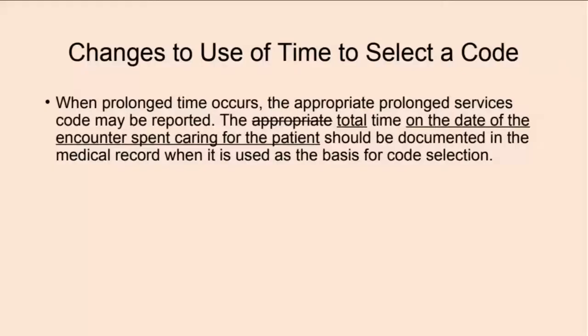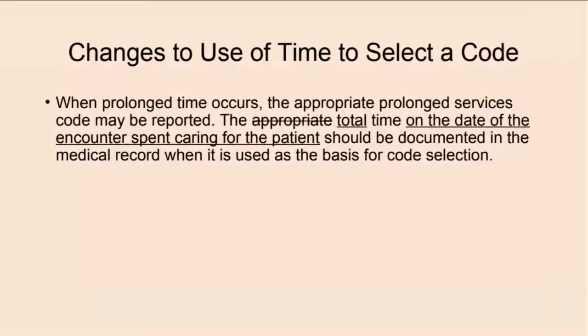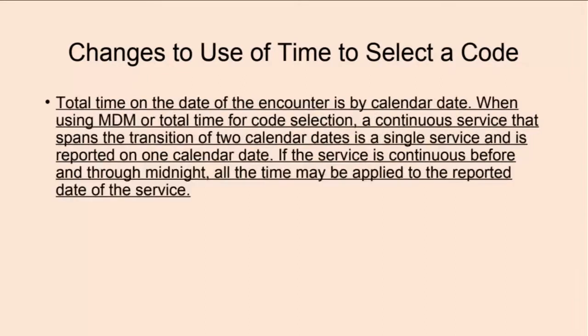So, changes to time. When prolonged time occurs, the appropriate prolonged services code may be reported. The total time on the date of the encounter spent caring for the patient should be documented in the medical record when it is used for the basis of code selection. Now this changed from appropriate to total, and other than that, it's not a big change.